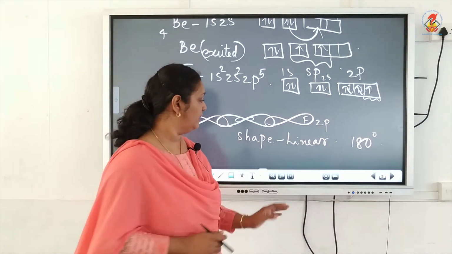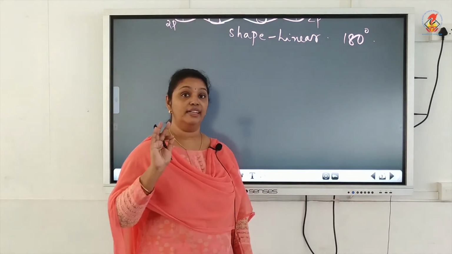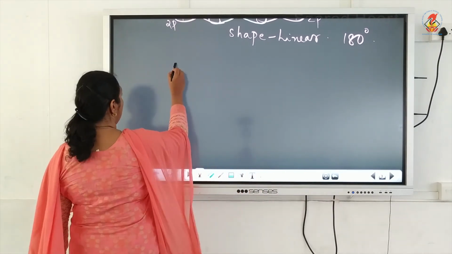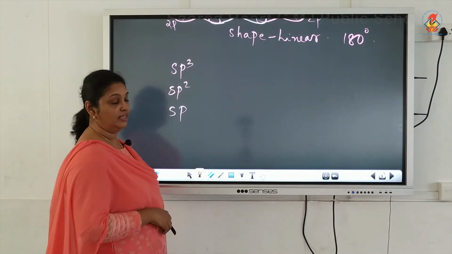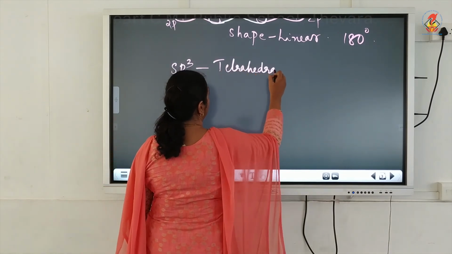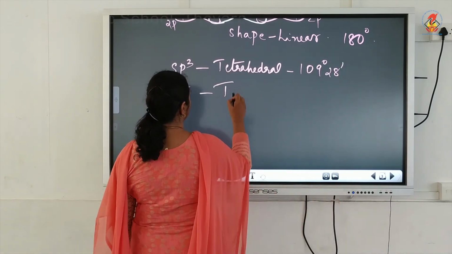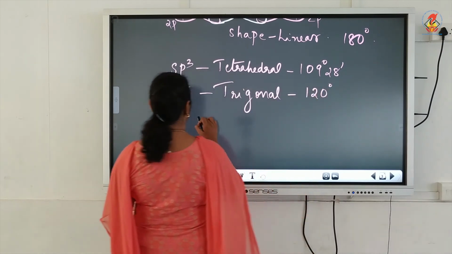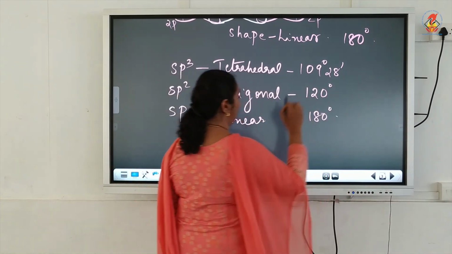So in a nutshell, we can say that we have three types of hybridization involving s and p orbitals. The first one is sp3, second is sp2, third is sp hybridization. sp3, the shape is tetrahedral with bond angle 109 degrees 28 minutes. sp2 is trigonal with 120 degree bond angle, and sp hybridization is linear shape with 180 degree bond angle.